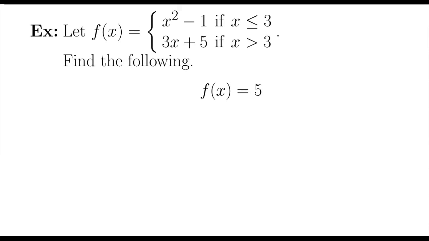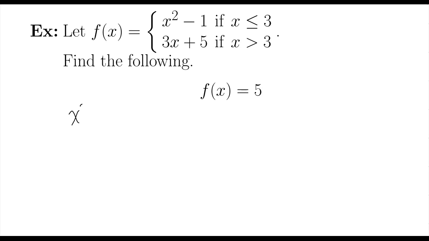Let's solve the equation f of x, which is the piecewise function, is equal to 5. This is a little tricky because we have two different representations, and since we don't know what x is, we won't be able to figure out the correct value of x until we've solved both cases. We have to solve both cases.